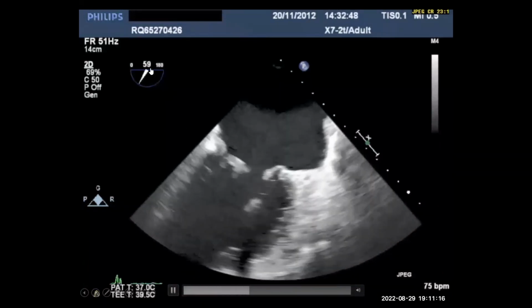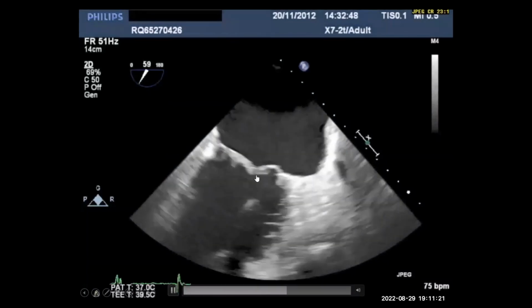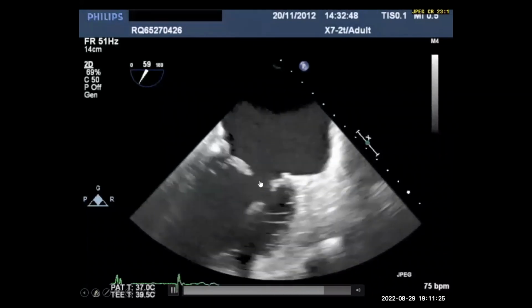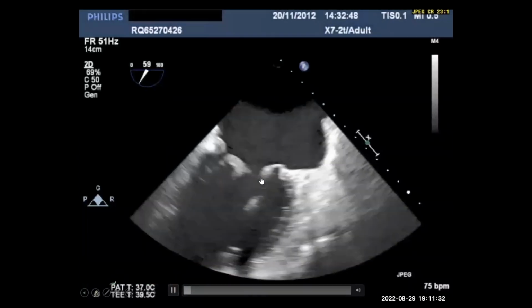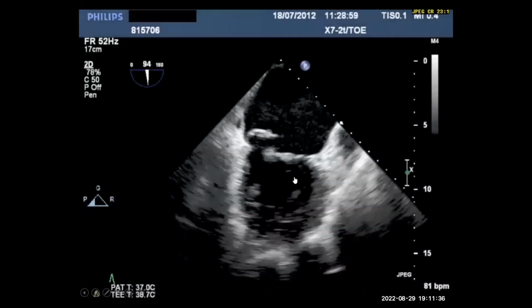That's a view at 60 degrees, again with the transesophageal. Here we see the valve moving. You can see now that the valve is not as thin as in the previous one. That probably has some element of rheumatic disease. It's a bit more thickened, or myxomatous degeneration disease anyway, but that's another view of the valve.